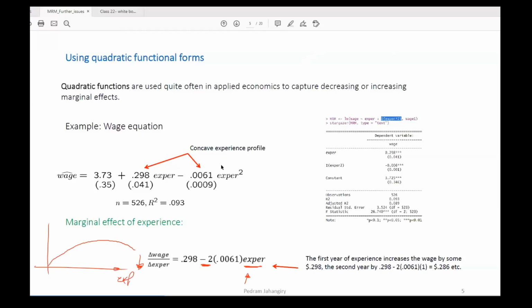As experience is getting larger and larger, look at this slope, the slope is becoming smaller and smaller. And at some point, slope is 0, this point, and from that point further, the slope is going to be negative. Okay, so this is not good at all. So why do I mean that it's not good at all?